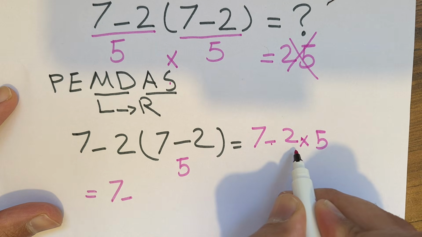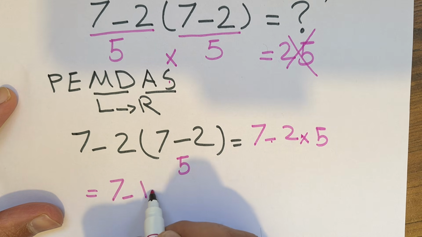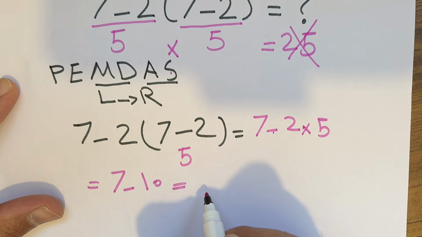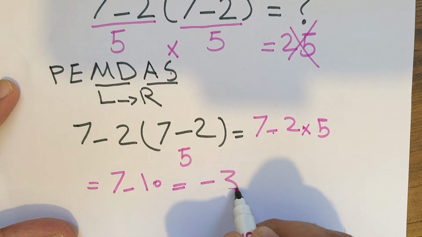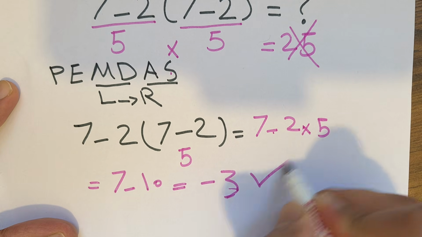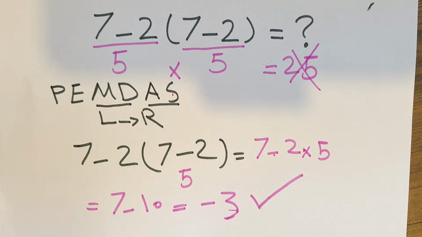7 minus 2 times 5, that is 10. Now 7 minus 10, that's minus 3, and that's the final answer.